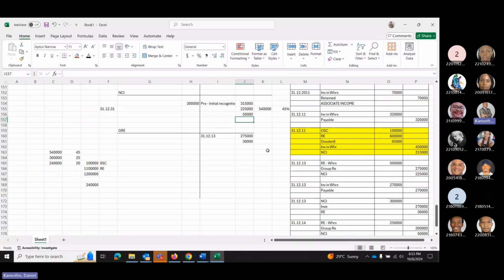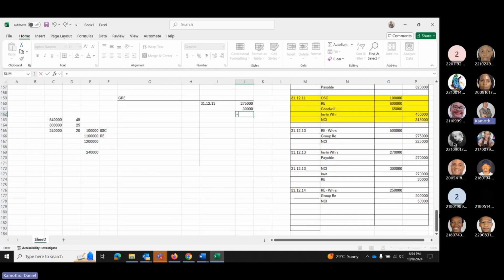So we are saying NCI, after we reduce, had become 240. Now we are going to add 50. So if you look at this total here, it gives you, I think, 590. If you remove 300, it gives you 290. So that is NCI, and then the group will take the lion's share of 80%, which is 200,000. This is only post-acquisition earnings from the subsidiary.